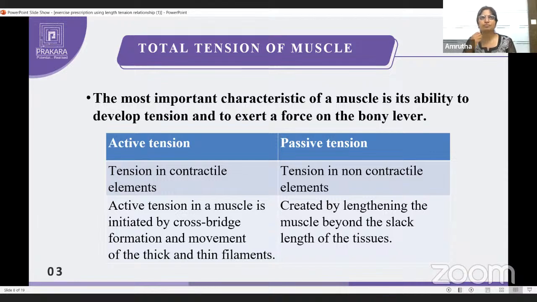So imagine, you are able to see my hand here. Imagine my hand is a sarcomere now. This is nothing but a slack. For example, this is my tendon over here. Muscle is starting. Aponeurosis or any junction, myotendinous junction there.